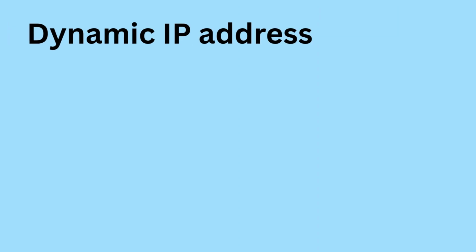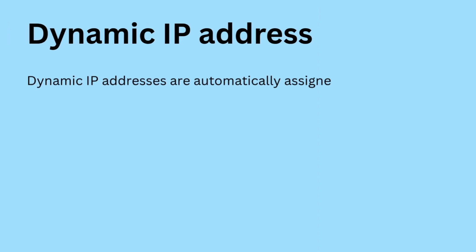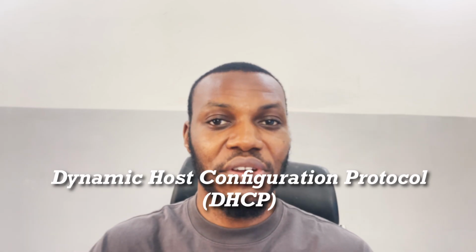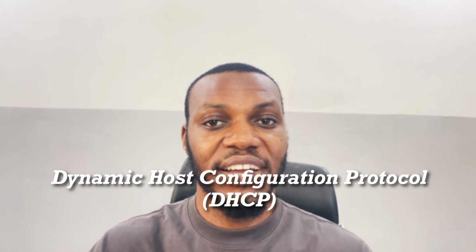On the other hand, dynamic IP addresses are automatically assigned by a network when a device connects and can change over time. This process is managed by the Dynamic Host Configuration Protocol available in devices like routers. Just like I have mentioned earlier, they are responsible for assigning IPs to different devices.